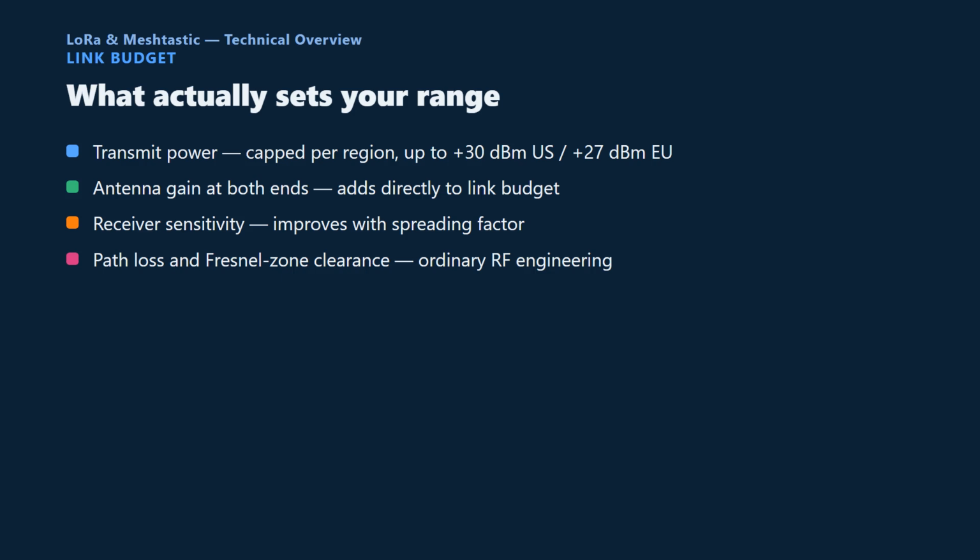And ordinary path loss and Fresnel zone clearance: obstruct the first Fresnel zone and a link degrades sharply even with visual line of sight. None of that last part is Meshtastic specific, it is how ultra-high frequency radio behaves everywhere.